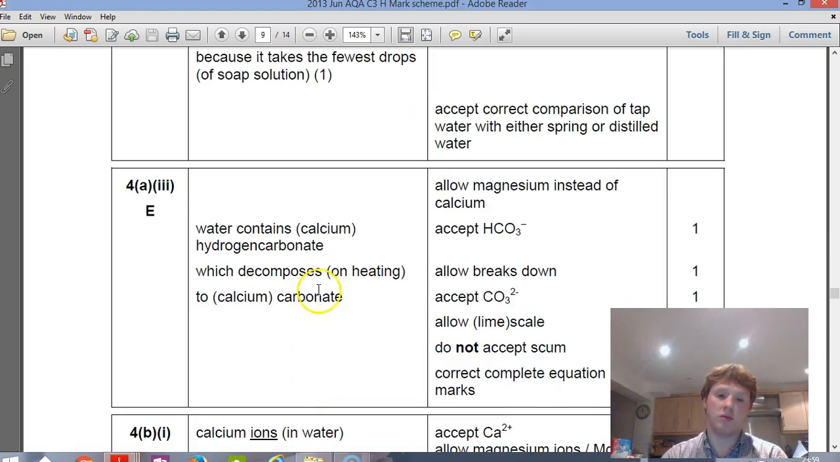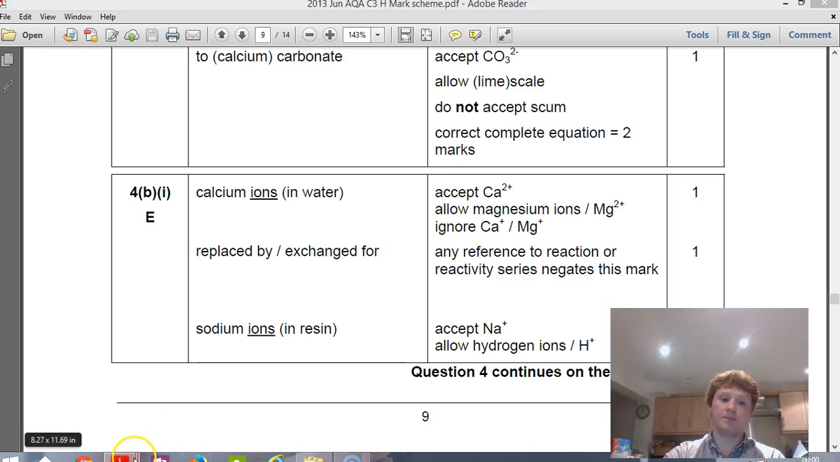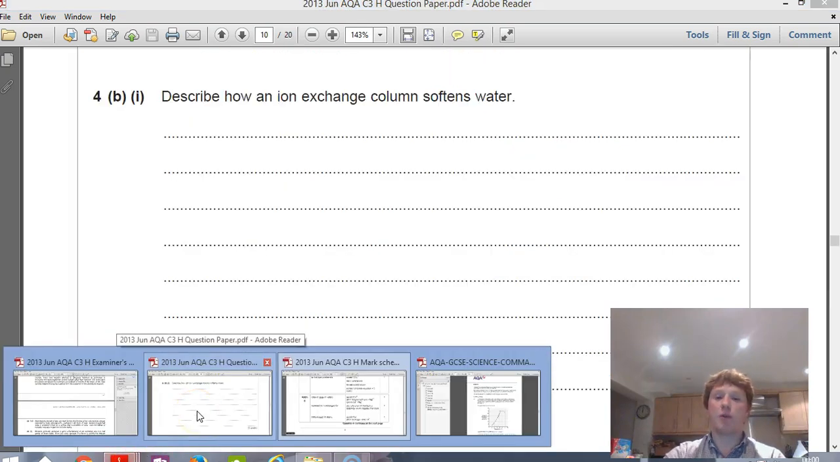Right, so you've got to say the calcium ions in the water. Ions is underlined. You have to use the word ions. You're allowed to talk about magnesium ions because they also cause hardness. If you get the charge on the ion wrong, you don't get the mark. They are replaced or exchanged for, so that's the second mark, sodium ions. If you're a bit unsure, remember it's called an ion exchange column, so you are exchanging 2 ions in the column. It's a pretty straightforward name.